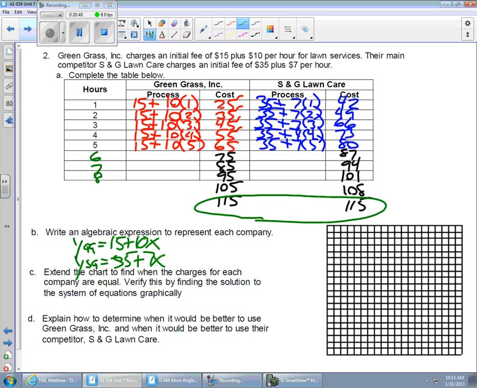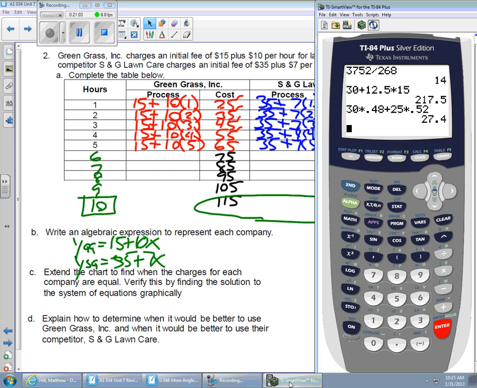Okay, let's see, what was that? 6, 7, 8, 9. Okay, looks like 10 hours we're going to be required to get to that second row past the bottom of the chart. Okay. Now verify this by finding the solution to the system of equations graphically. Well, sure, we can do that. That's pretty much what we're accustomed to doing.